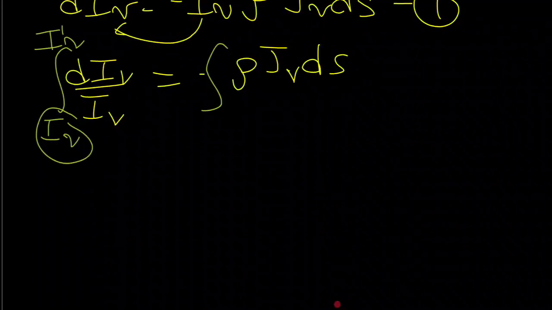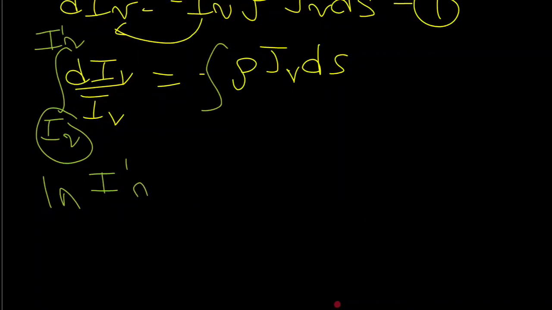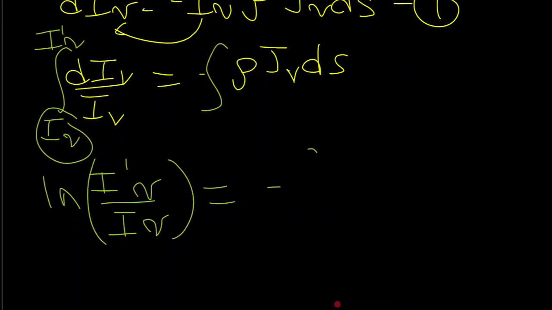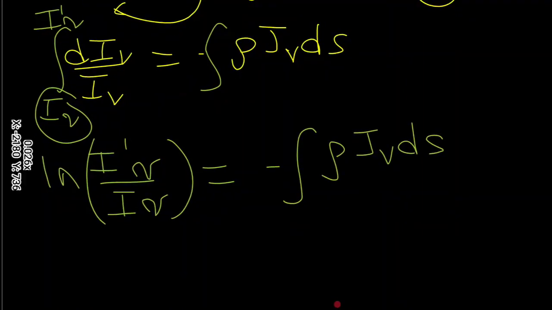So now using this particular rule, I can say that it is equal to the log of I dash mu divided by I mu, where mu is the subscript, and it is equal to the negative of the integral of rho k mu ds.